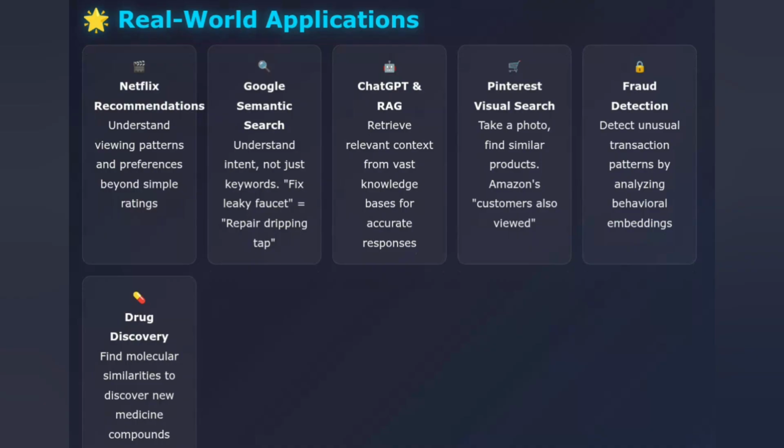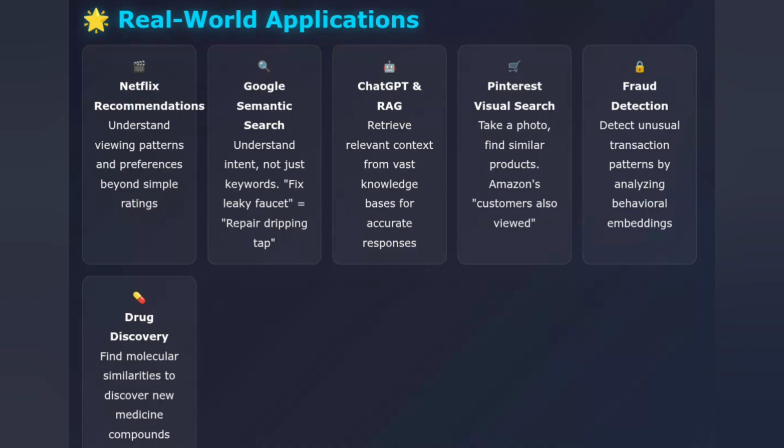Conversational AI in RAG. ChatGPT, Claude, and every modern AI assistant use vector databases for retrieval augmented generation. They search through vast knowledge bases to find relevant context for your questions. E-commerce and visual search. Pinterest lets you take a photo of a dress and find similar products. Amazon's customers who viewed this also viewed, all powered by vector similarity.